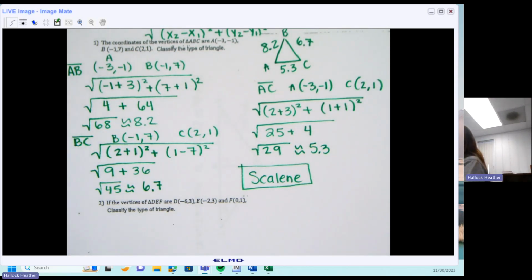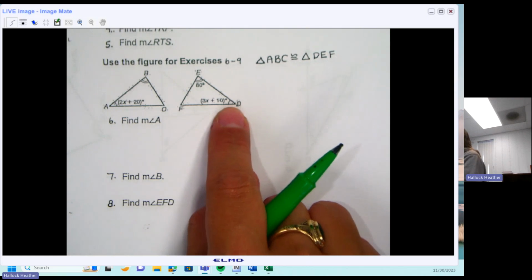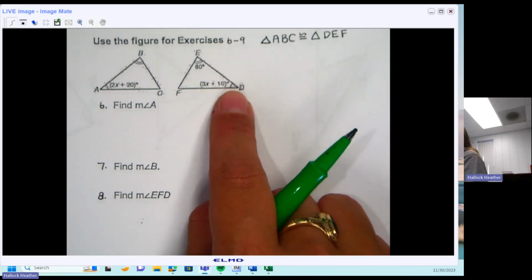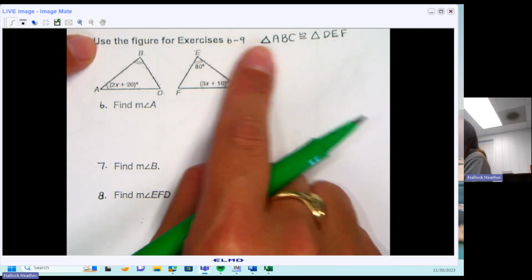So jump over to 6. 6 through 9 has 2 triangles. They're 2 congruent triangles. Remember yesterday we talked about if it has a little line and a little line, that means those pieces are congruent. For angles, if it has an arc mark, a little angle mark, that means those angles are congruent. So it says use the figure for 6 through 9. I actually took off number 9, so you don't have to do number 9.